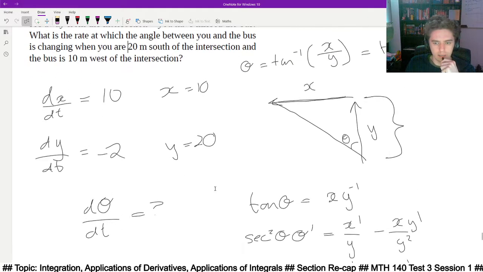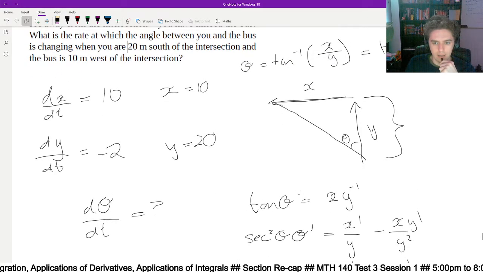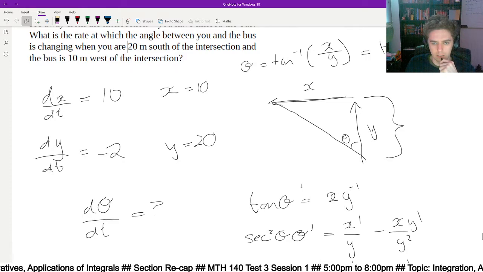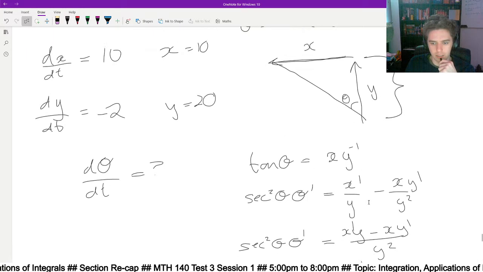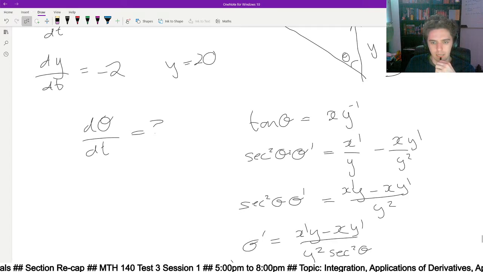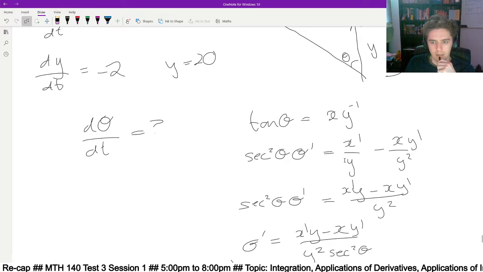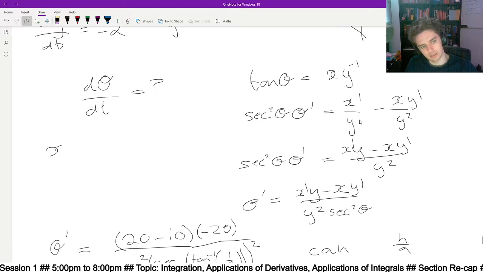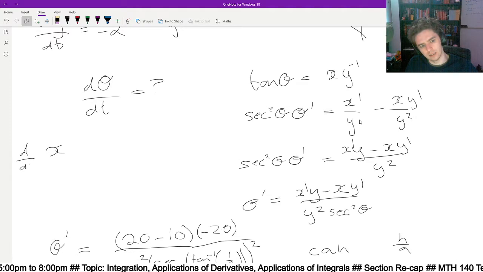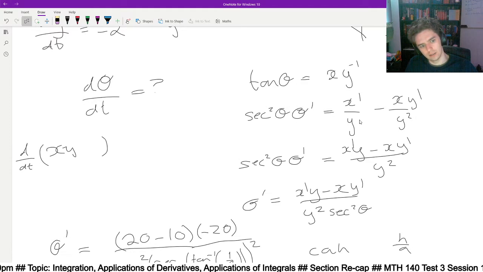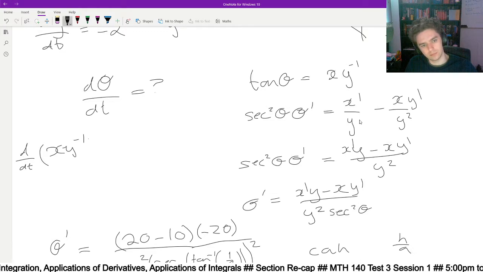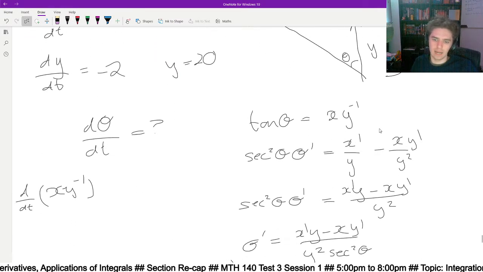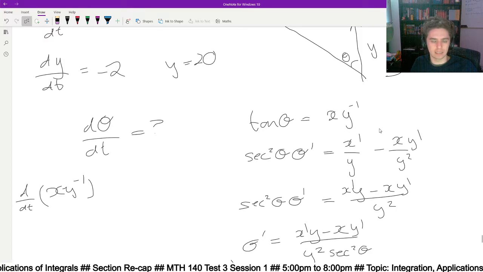Okay, looking for d theta dt. So tan theta equals x over y. Tan is opposite over adjacent, x over y. The derivative of this is going to be secant squared theta times theta prime. Then let's take d/dt of that. Would it have mattered if you moved the tan inverse before you differentiated, or would it still be the same thing? It definitely wouldn't look the same, but I think it would get us the same answer.